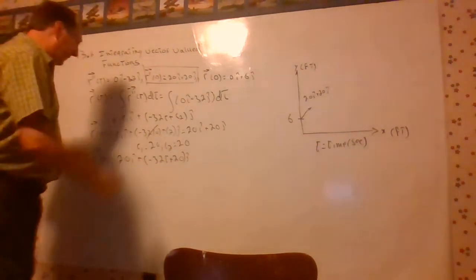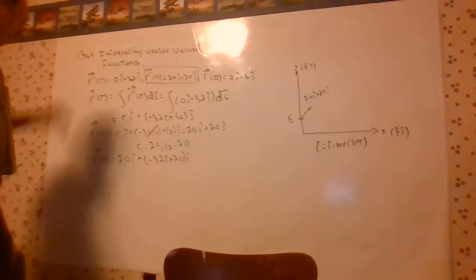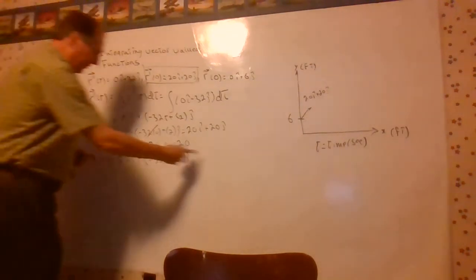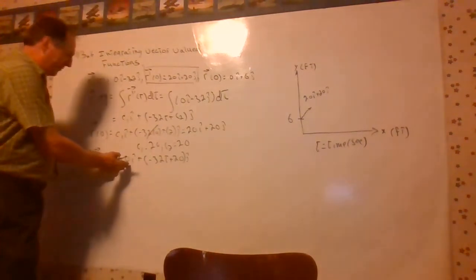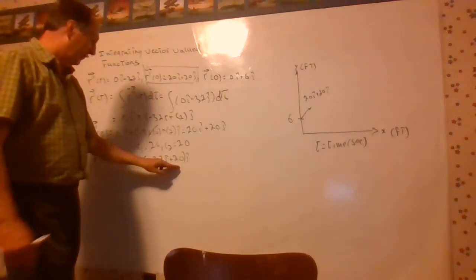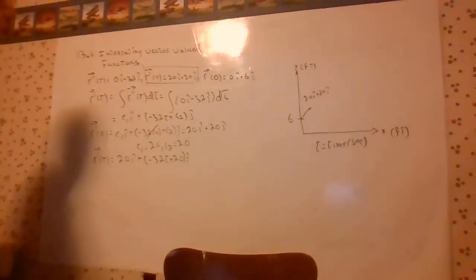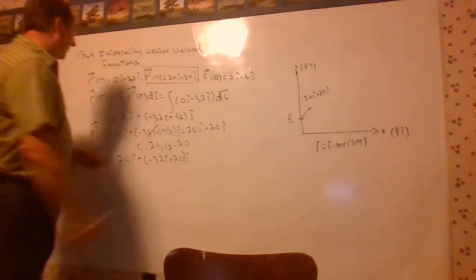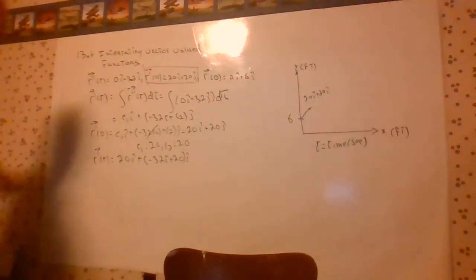This is our velocity. This would be feet per second squared up here. This is feet per second. This is our x velocity, otherwise known as dx dt. This is our y velocity, dy dt. And you can check, you can take the derivative of this, and guess what? It gives you this right here.